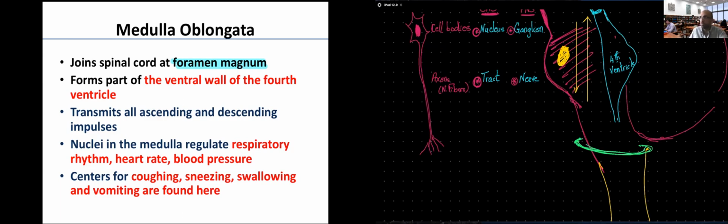Why? Because we've got very important centers in the medulla oblongata, and this includes the centers regulating the respiratory rhythm, the heart rate, and blood pressure. Also, the medulla oblongata has reflex centers responsible for coughing, sneezing, swallowing, and vomiting. All those centers are present in the medulla oblongata. And as you see on here, the medulla oblongata also shares in the formation of the anterior wall of the fourth ventricle.